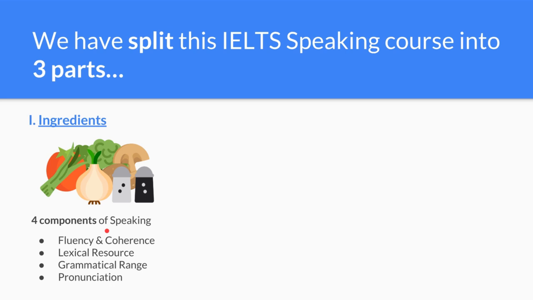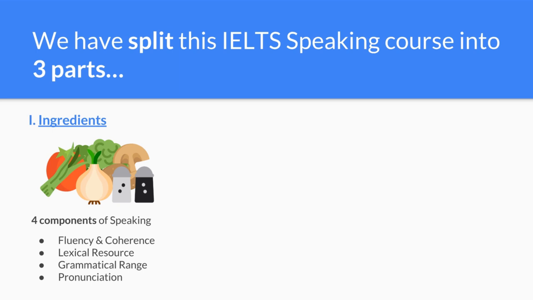So the first of those components is fluency and coherence. The next is lexical resource, also known as vocabulary. The third is your grammatical range and accuracy, how well you're able to use your grammar. And lastly, your pronunciation, if you're able to pronounce words correctly and in a manner that can be easily understood.